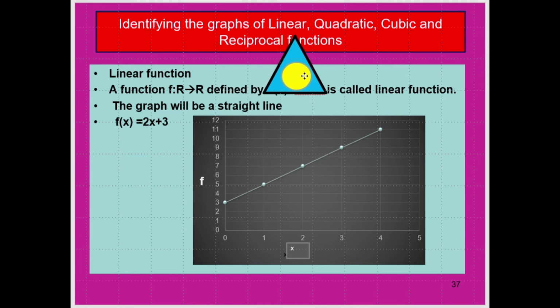Identifying the graphs of linear, quadratic, cubic and reciprocal functions. Any function of the form mx plus c or ax plus b is linear function. The function graph will be a straight line. For example, f of x equal to 2x plus 3 is shown in the graph. If we mark the ordered pairs as points in the graph and join them, we will get a straight line.